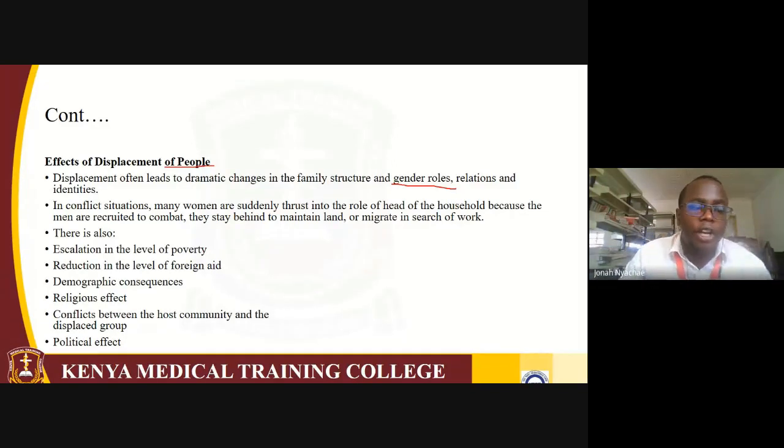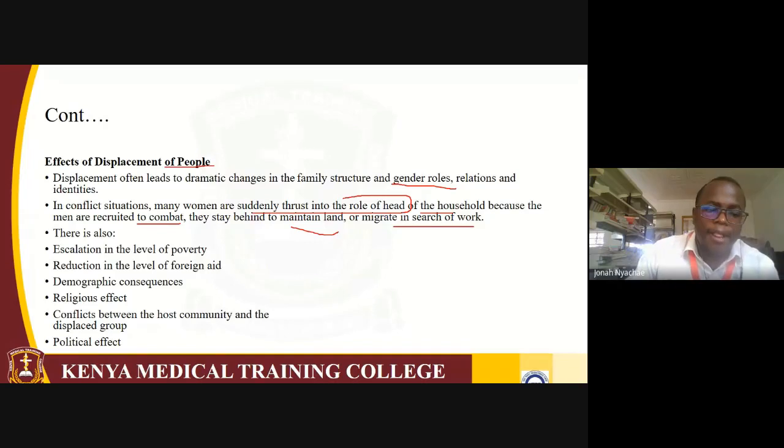So in conflict situations, many women are suddenly thrust to be the head of the household because men are recruited for combat and they stay behind to maintain land or migrate in search of work. There is also an escalation in the level of poverty, a reduction in the level of foreign aid, demographic consequences, a religious effect, conflict between the displaced and the host community, and also political effects.